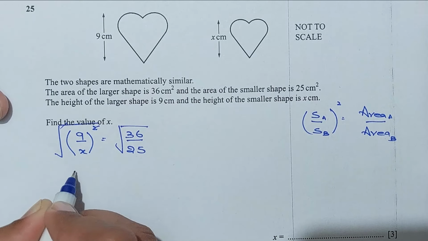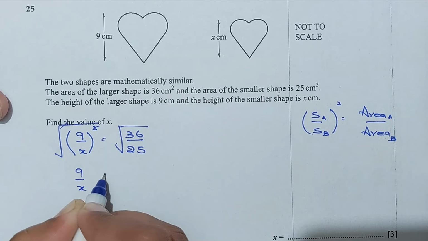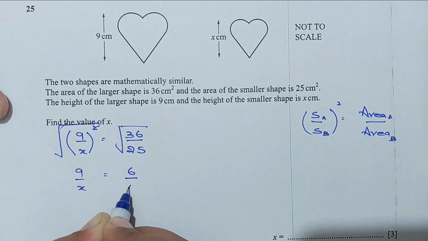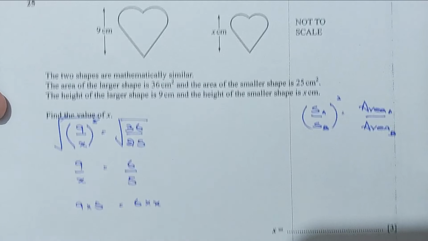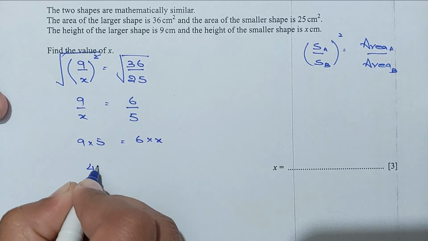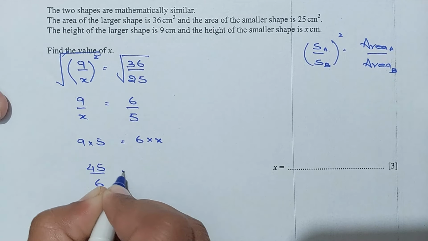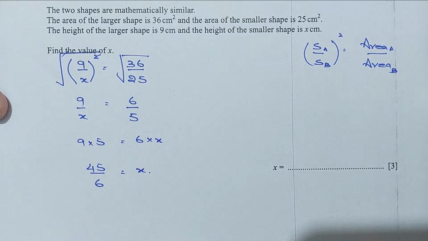This square and square root cancel out. 9 over x, the square root of 36 is 6 and 25 is 5. Cross multiplication: 9 times 5 equals 6 times x. And 9 times 5 is 45, divided by 6. This is my x, right?